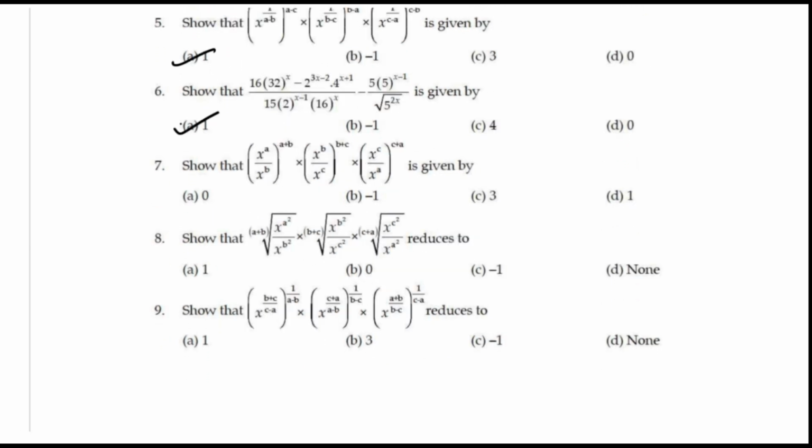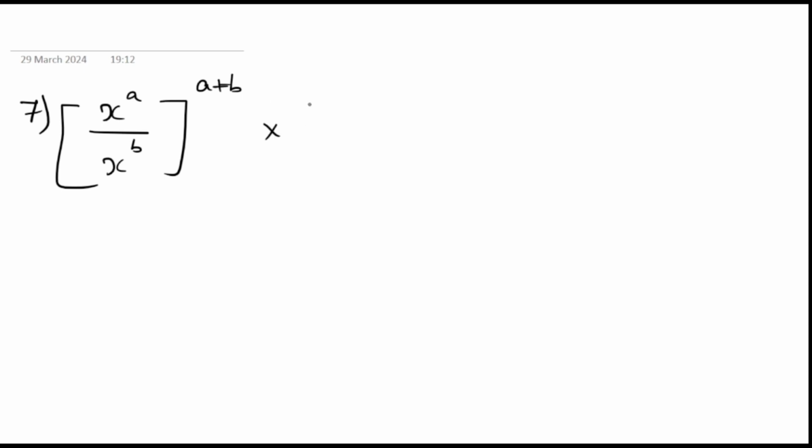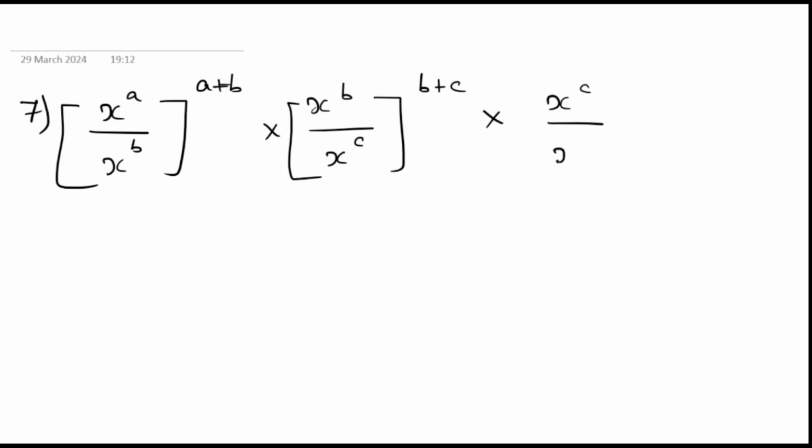Now moving on to the seventh one. x to the power a divided by x to the power b, the whole to the power a plus b into x to the power b divided by x to the power c, the whole to the power b plus c into x to the power c divided by x to the power a, the whole to the power c plus a.